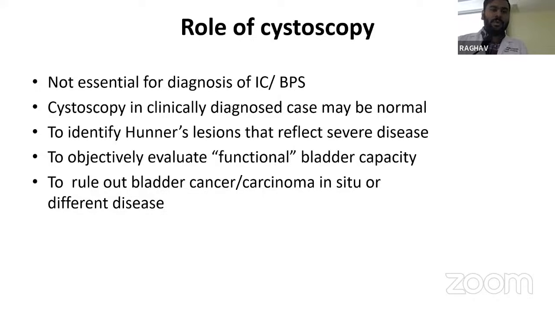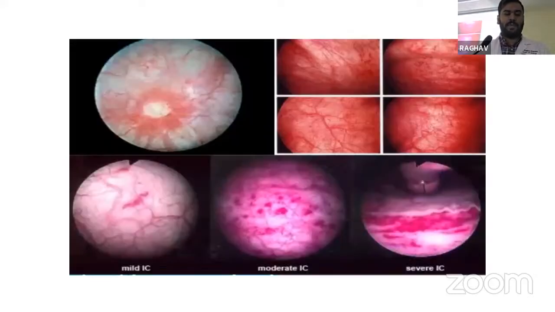The role of cystoscopy: it is not essential for diagnosis of IC/BPS. Cystoscopy in clinically diagnosed cases may be normal. It is definitely used to identify Hunner's lesions that reflect a severe disease and to objectively evaluate functional bladder capacity. It is also used to rule out bladder cancer, carcinoma in situ, or a different disease as compared to IC/BPS.